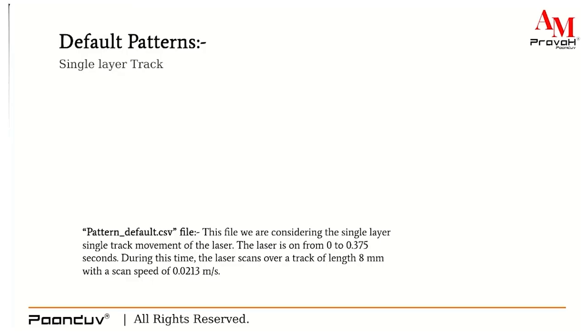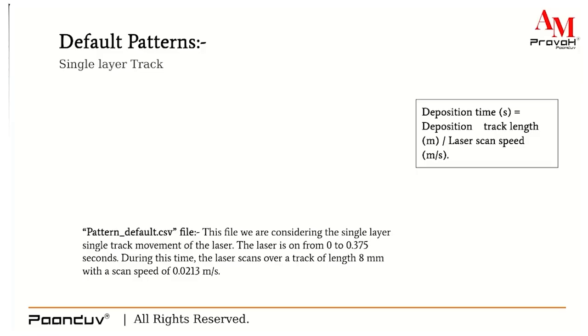Now you must be thinking, what are these values and how are we actually arriving at them? To start with, we are considering a track length, let's say 8 millimeter, and we are also considering the scan speed, which is 0.0213 meter per second. From these values, we calculate the deposition time, that is the deposition track length divided by the laser scan speed.